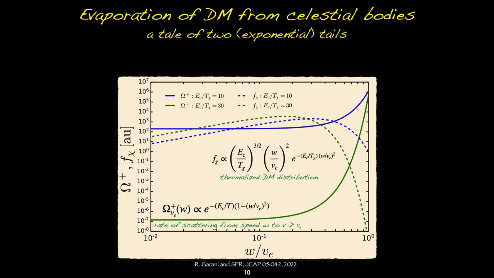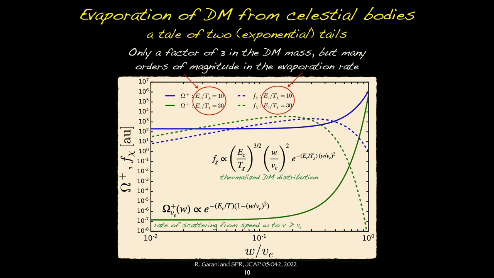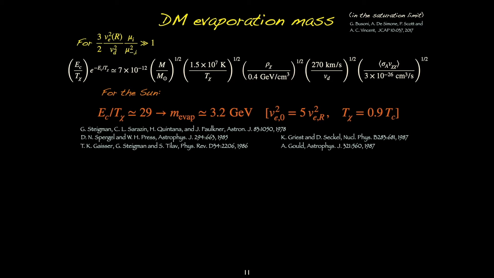So a ratio of dark matter mass by a factor of 3 implies that the product of these two things is many, many orders of magnitude different. So a factor of 3 on the dark matter mass implies, say, 9 or 10 orders of magnitude in the evaporation rate. So actually, the definition of the dark matter evaporation mass is set along the exponential tails of these two quantities.